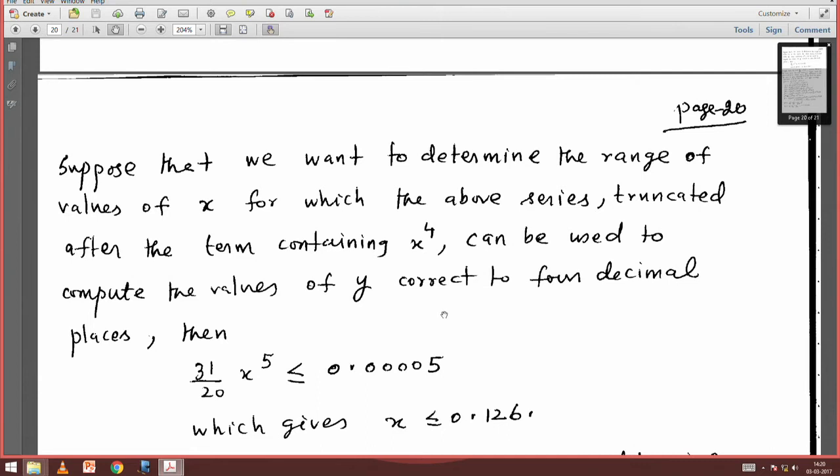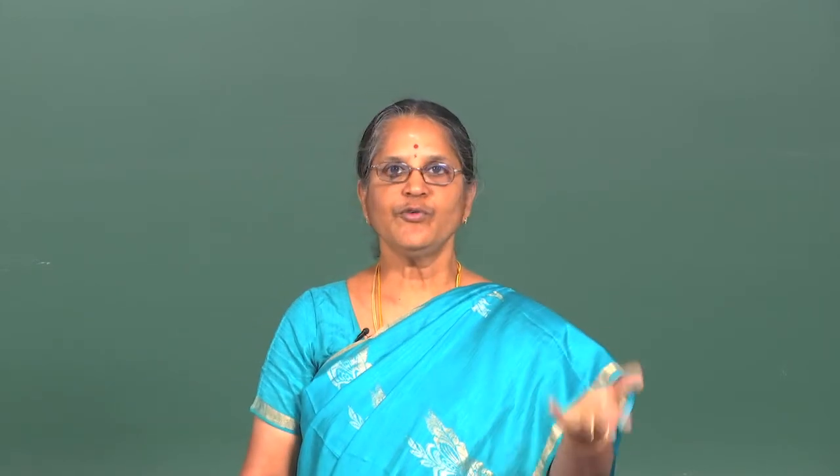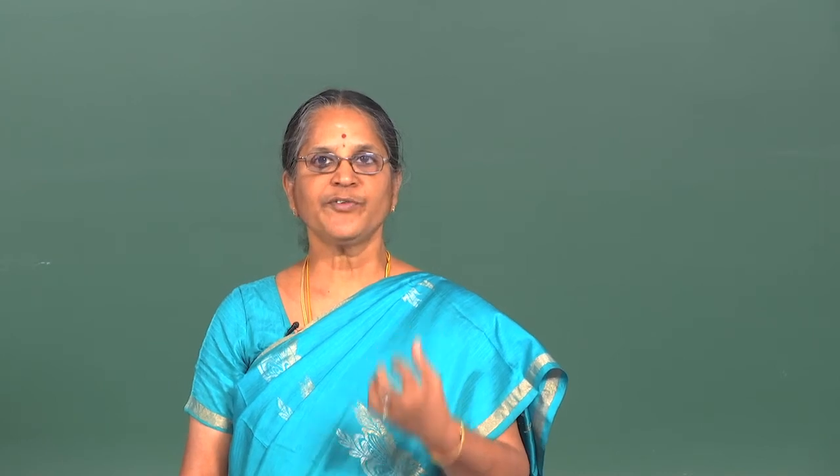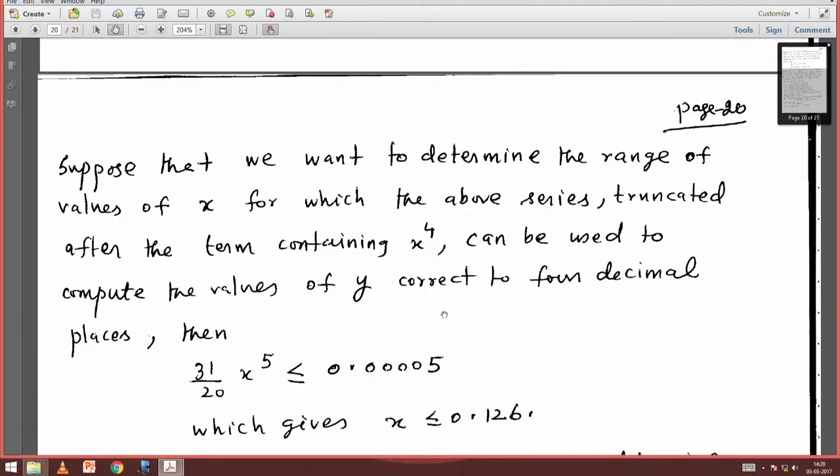I use just Taylor expansion up to terms containing x to the power of 4 such that the solution that I get from that will be correct to 4 decimal places. So, is that solution valid for all values of x, or up to what values of x is it going to be a solution which gives me the desired degree of accuracy? So, we look at the error term and say that the error must be such that it should be less than 0.00005, because I want the solution correct to 4 decimal places.